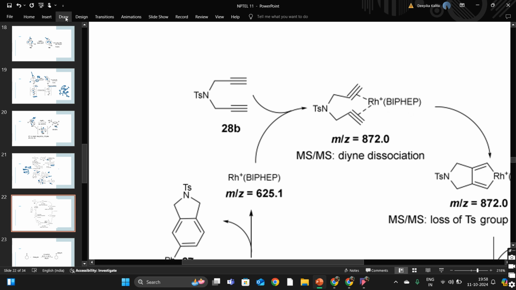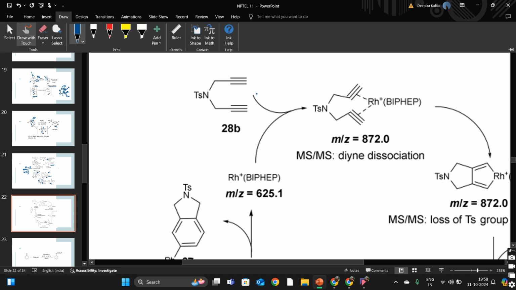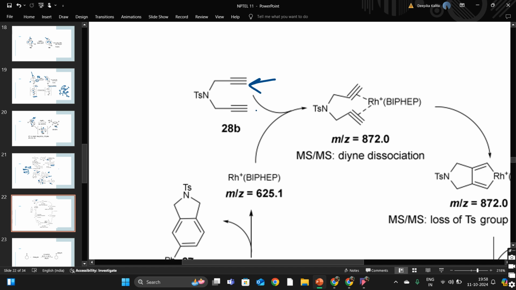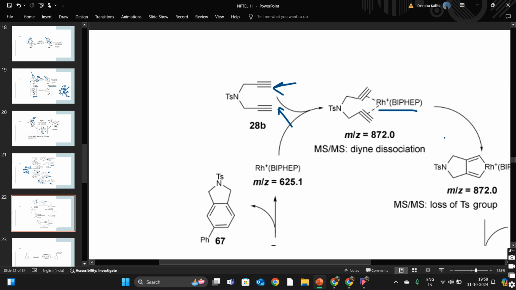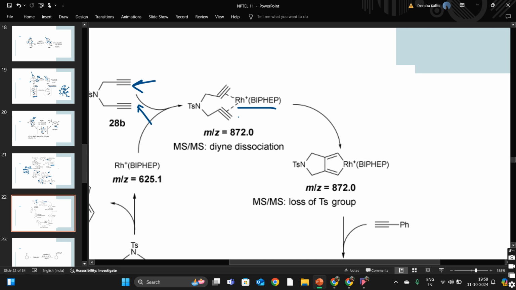So at first we have this diyne substrate which gets activated by the rhodium metal, and this activation will lead to this ring closing reaction to give us this particular intermediate product.